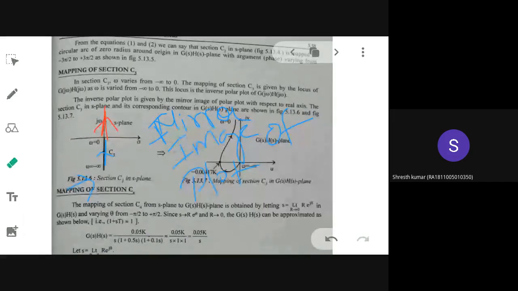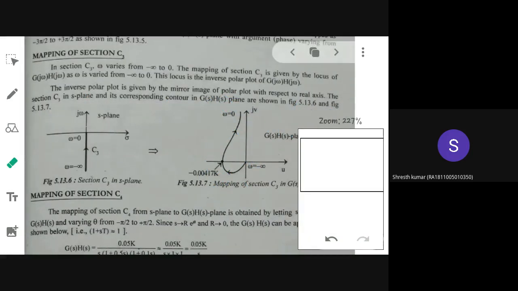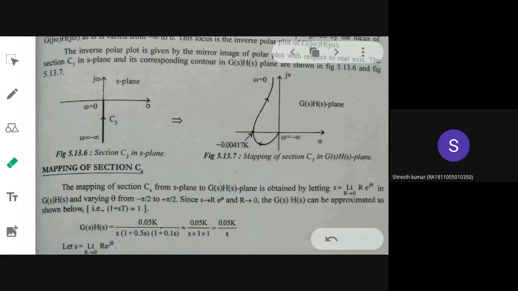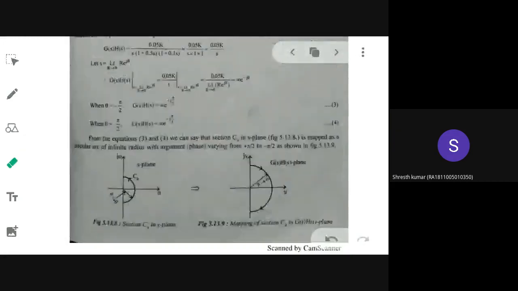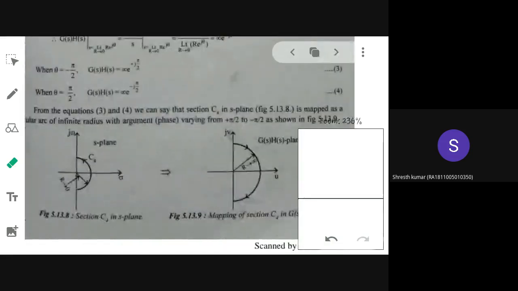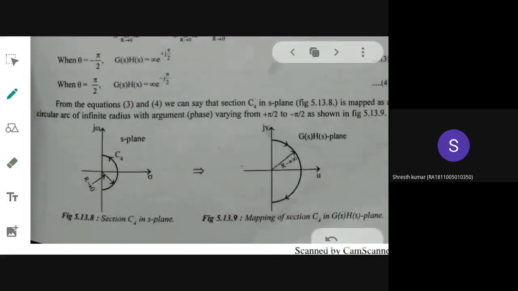So the mirror image is already drawn. This is the mirror image for the segment. Now the final segment, if you are considering, is a small circle that has a radius of 0. And this is the segment that you have to map. It is traveling in an anti-clockwise manner from minus pi by 2 to plus pi by 2.